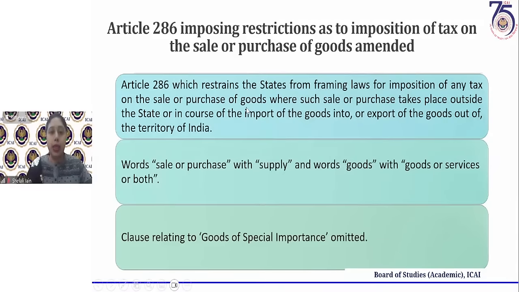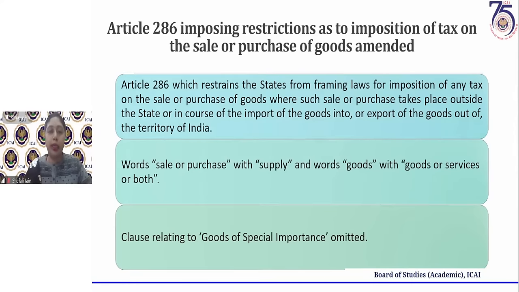Article 286 says that it restrains the states from making laws for imposition of any tax on sale or purchase of goods, where the sale or purchase is taking place outside such state. That means either in the course of import or in the course of export, these states could not make any tax. This provision was there at the time of the Central Sales Tax. But now we do not use the words sale or purchase in the case of GST. We use the word supply. So sale or purchase have been appropriately replaced with the word supply.